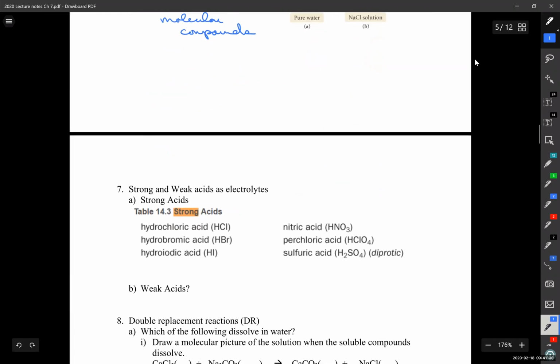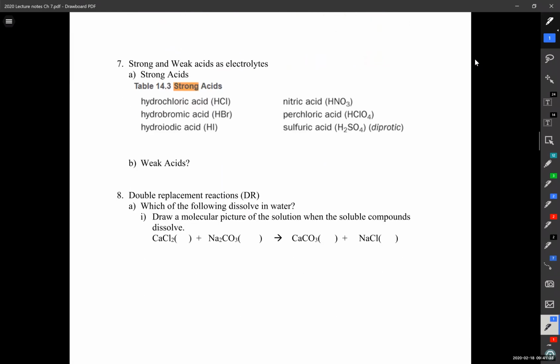So the strong acids, and you have to have these memorized, they are from chapter 14. They're in these notes now. Hydrochloric acid, hydrobromic, and hydroiodic, so all the halogen-based acids except for HF. And then there's nitric acid, perchloric acid, and sulfuric acid. These are all strong acids. When you put a strong acid in solution, they break up into ions. That's the definition of a strong acid: it completely dissociates when you put it into water.